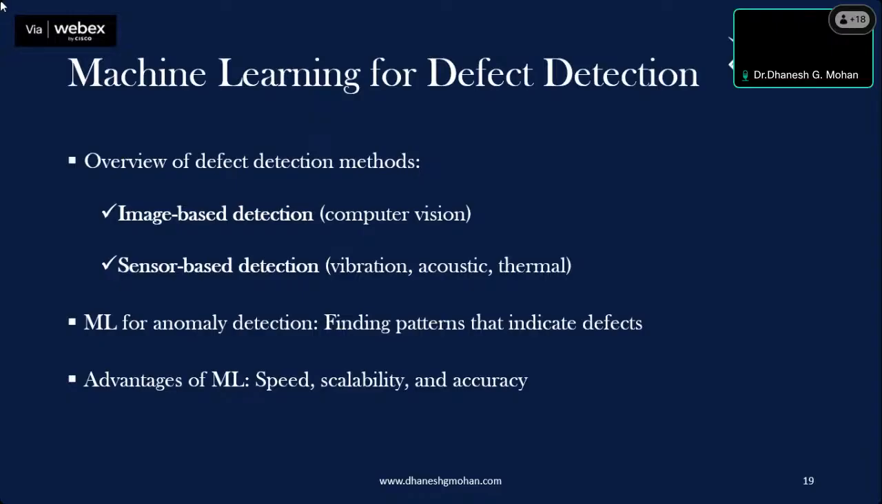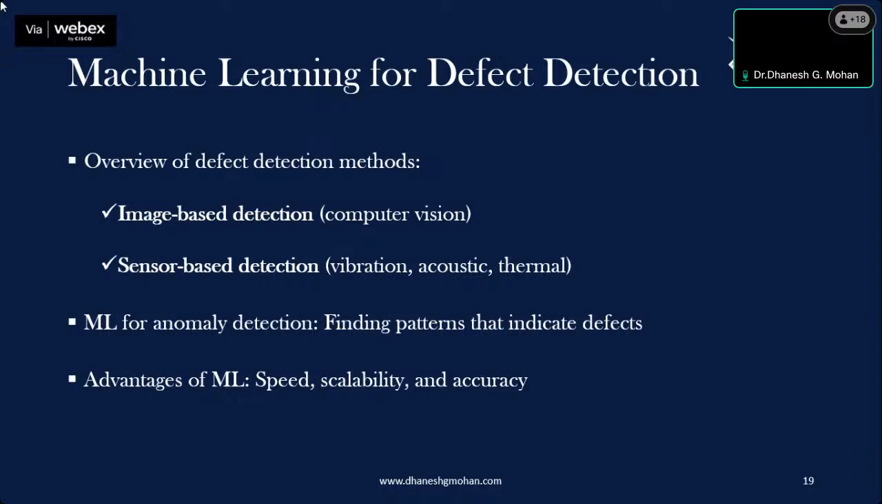Machine learning for anomaly detection. Unlike rules-based systems, machine learning can detect subtle, non-obvious patterns indicative of defects, which are not normally identified by human eyes. This improves both speed and scalability for printing.